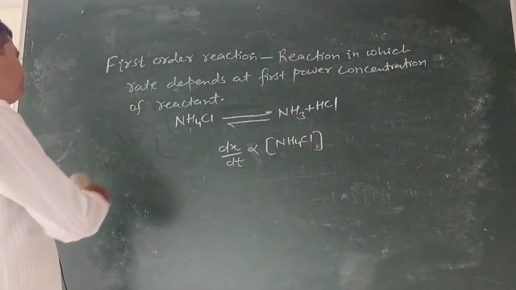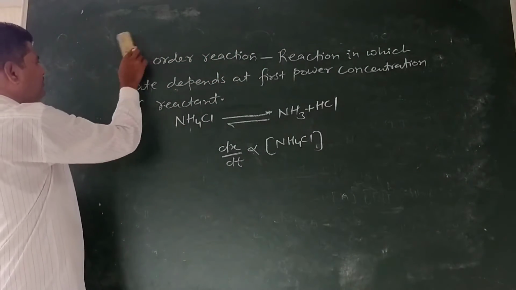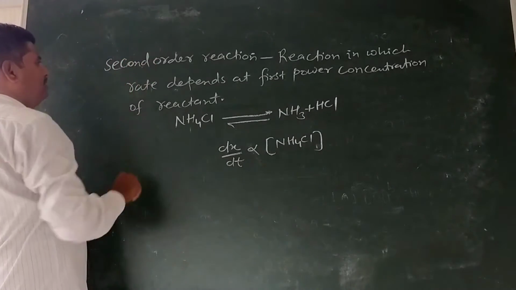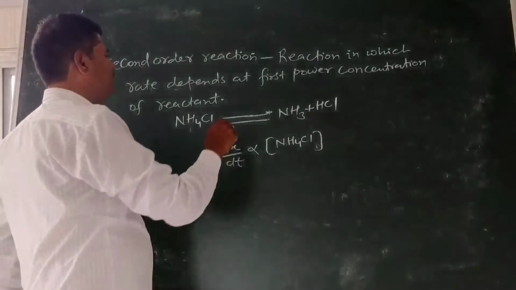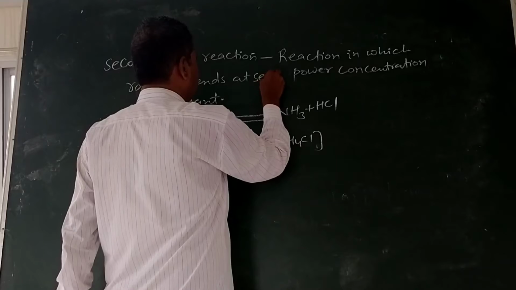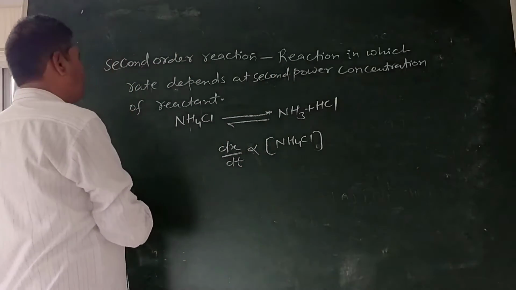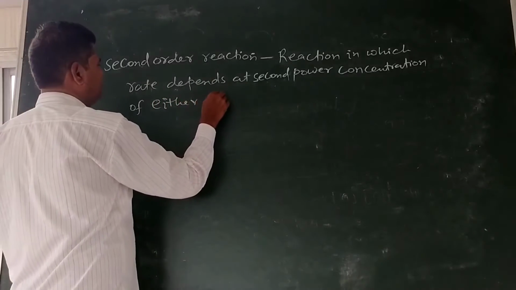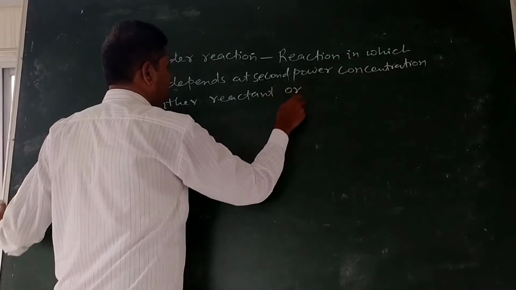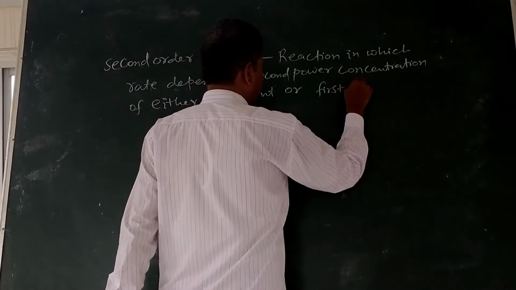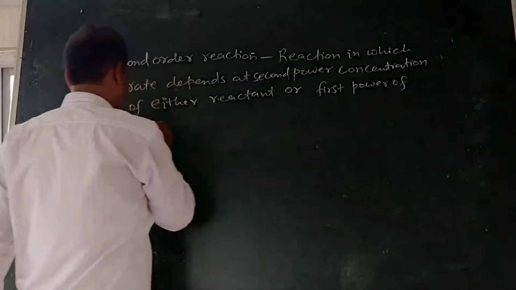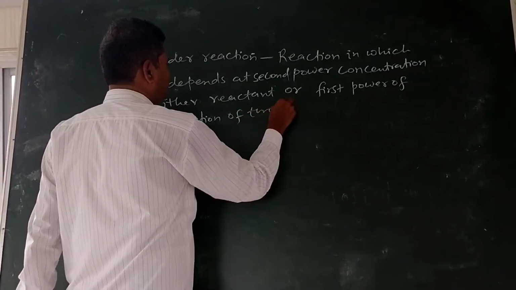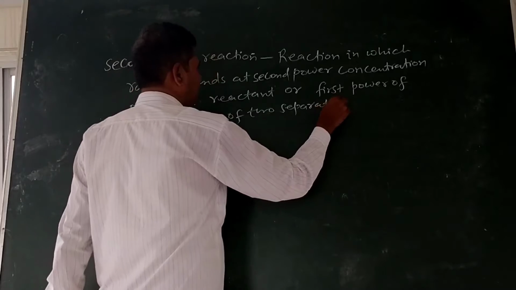And now second order reaction. Second order reaction: the reaction in which the rate depends on the second power of the concentration of either reactant, or the first power of the concentration of two separate reactants.